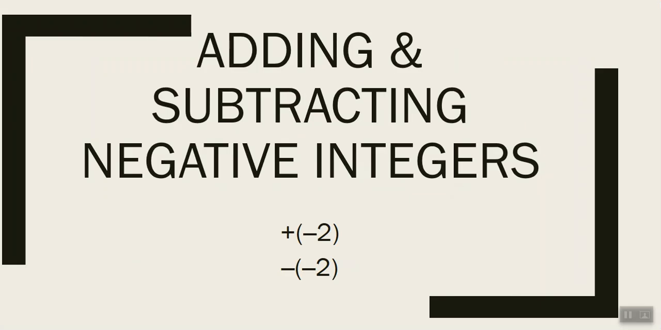Hi, this session is on adding and subtracting negative integers. We have just some examples below to explain what the title means. Adding, look at the first one, we've got a plus sign, so we're adding a -2, a negative integer. And then subtracting, the second one down here, we can see a subtraction sign. So take away, and the number is a -2. So adding and subtracting negative integers.